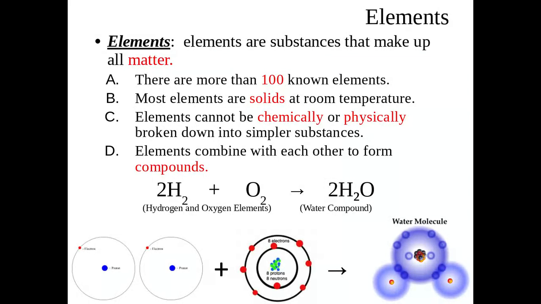Elements cannot be broken down chemically or physically into anything smaller. What does that mean? That means if I took a knife and I cut the element, it's still the same thing. It's still an element. If I burn the element, it's still the element. I can't break it down any smaller than it actually is. This is it. It'll melt when I try to burn it. It's not going to break apart.